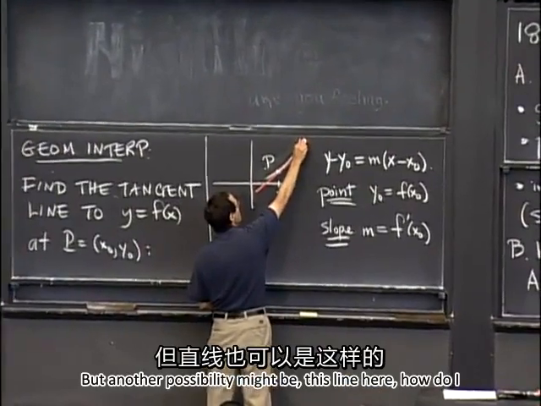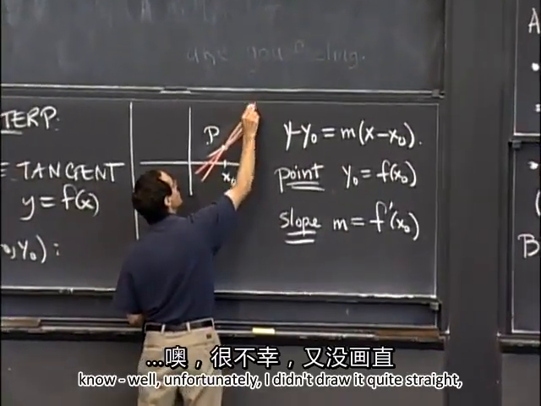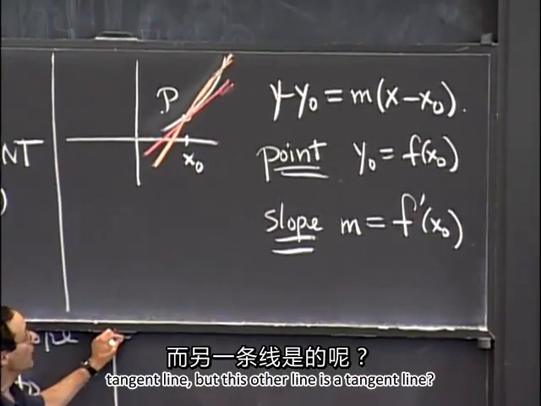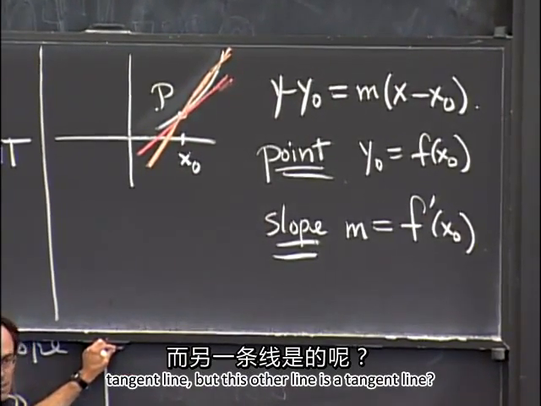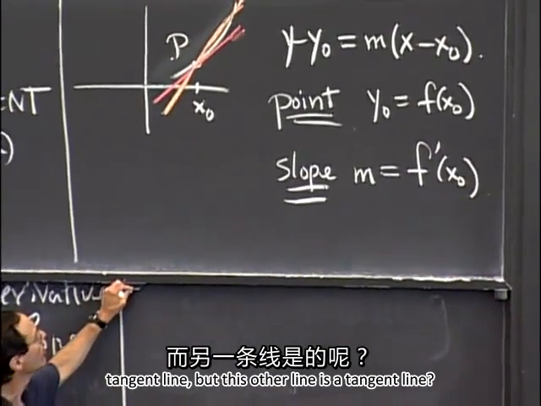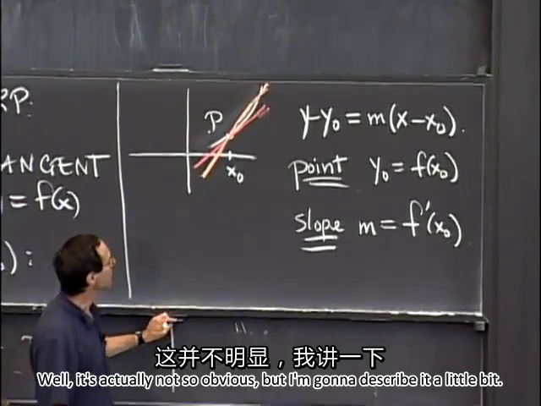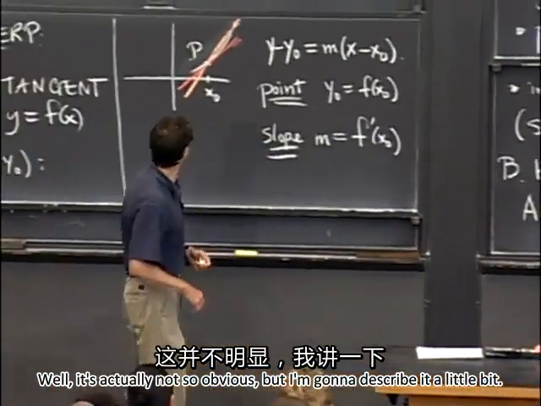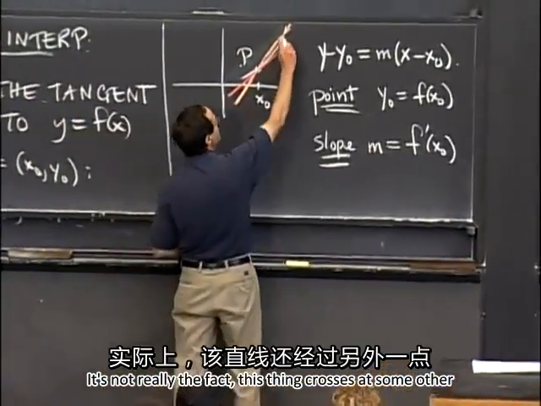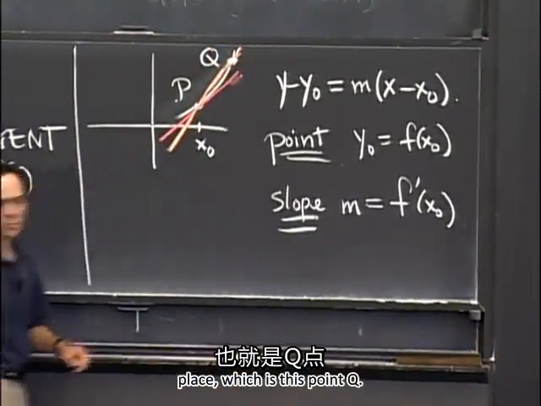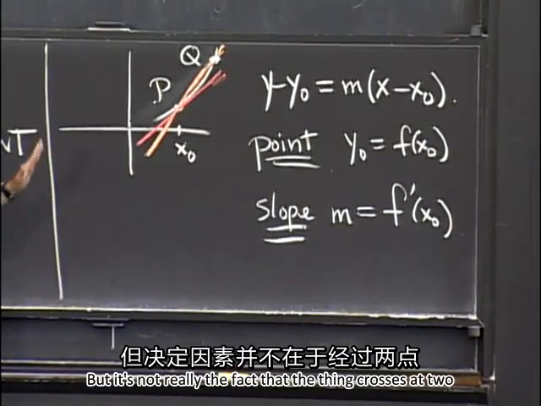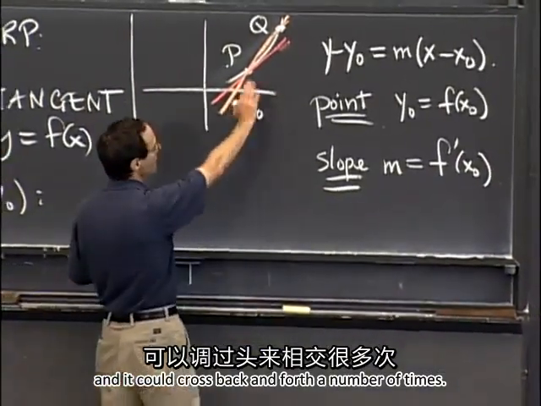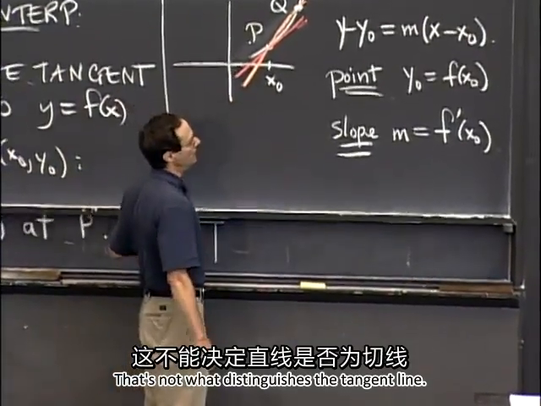But another possibility might be, you know, this line here. Unfortunately, I didn't draw it quite straight, but there it is. How do I know that this orange line is not a tangent line, but this other line is a tangent line? Well, it's actually not so obvious, but I'm going to describe it a little bit. It's not really the fact this thing crosses at some other place, which is this point Q. But it's not really the fact that the thing crosses at two places, because the curve could be wiggly, and it could cross back and forth a number of times. That's not what distinguishes the tangent line.